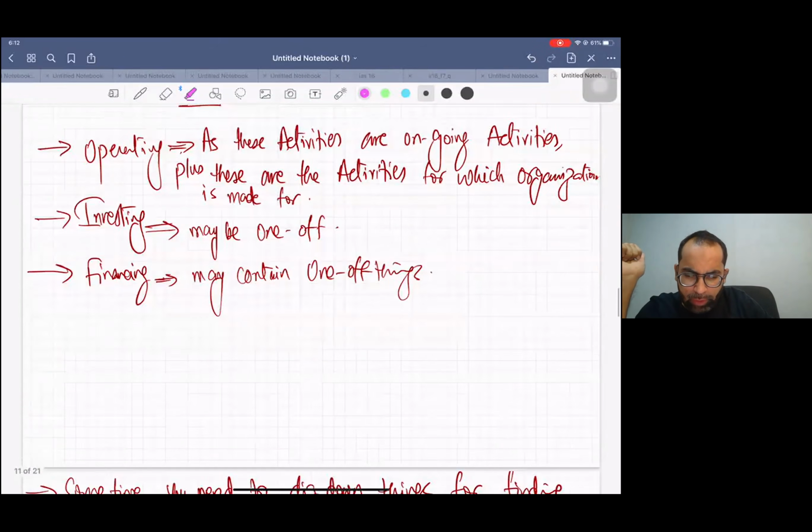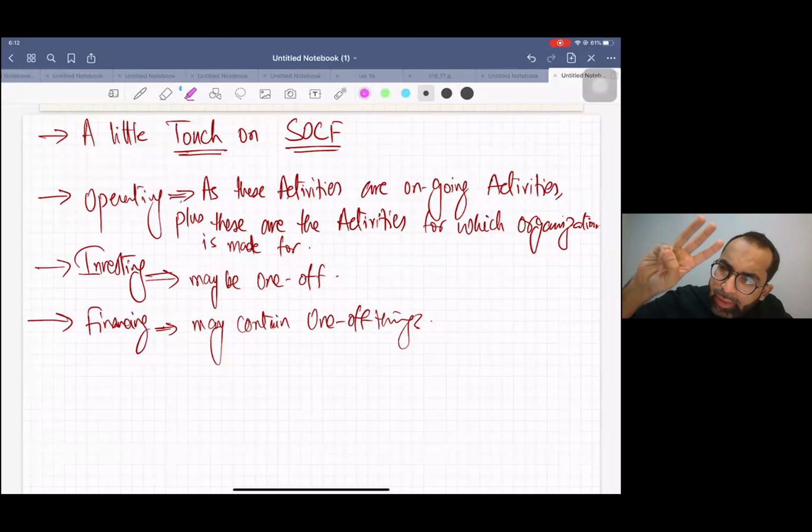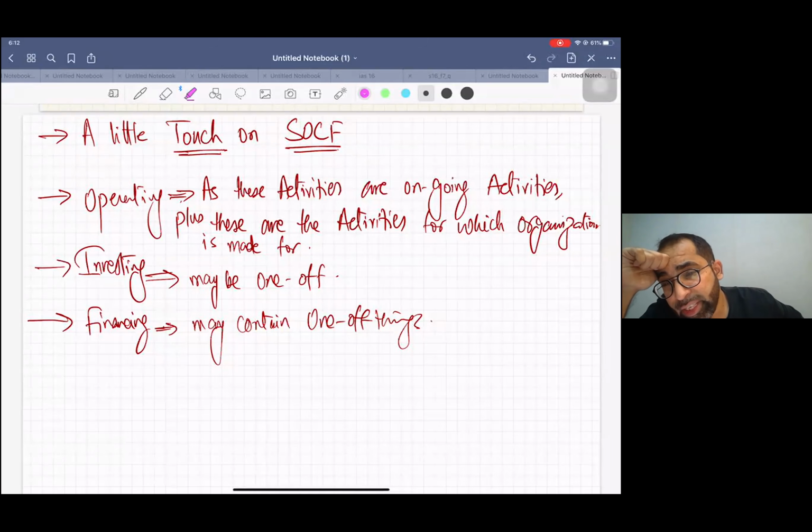Now I want to give you a very quick recap. Listen, there is a perception in the market that only three topics may be tested in the last 40 marks: final accounts, consolidation, and ratios. They ignore the cash flow statement. That's their biggest mistake.